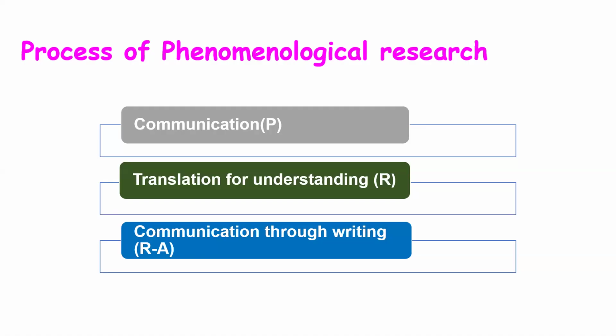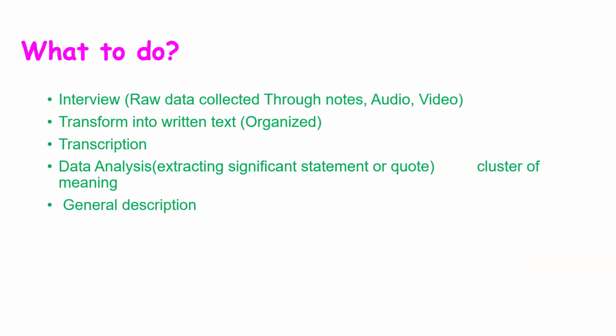So three steps have to be followed when you are doing any kind of qualitative research design. So what to do? First, it can be done through an interview, maybe an oral interview, or you can take notes or audio-video, and it can be organized in a written form. Transcription should be there, and the general description, data analysis to be carried out. This is what we can do in a phenomenological research design.